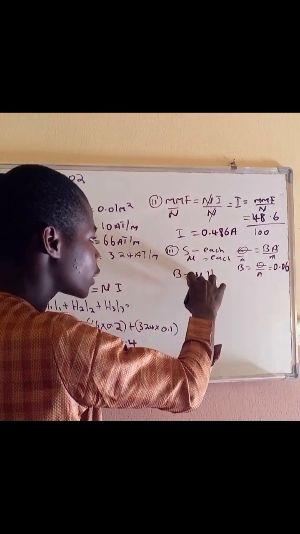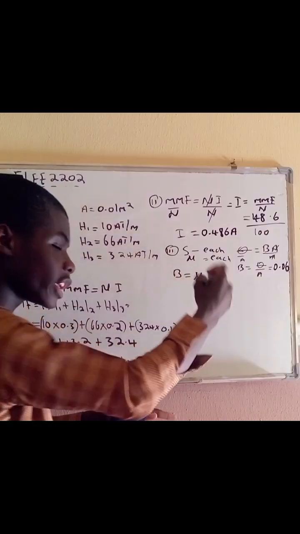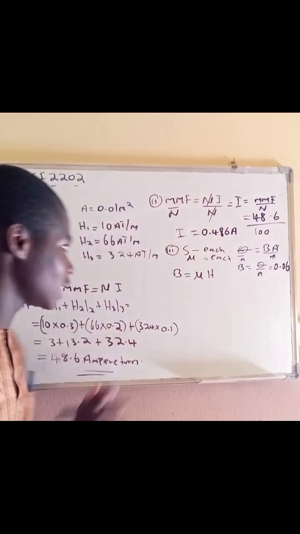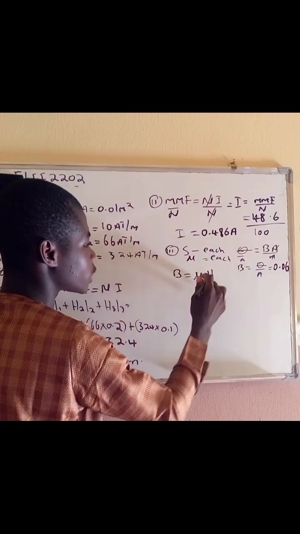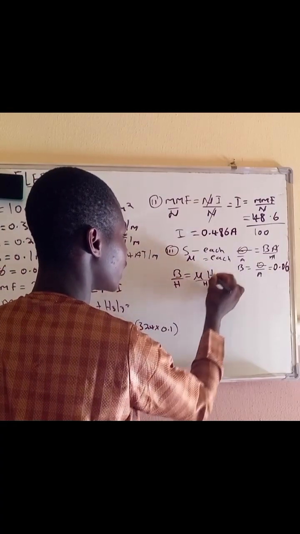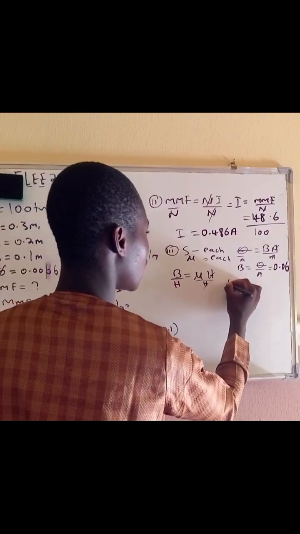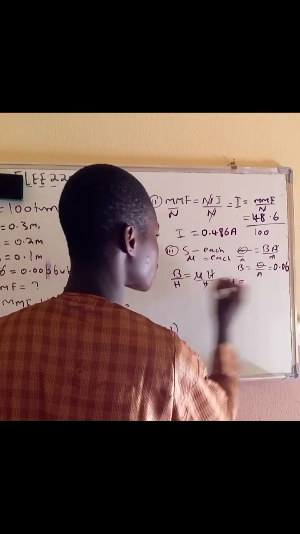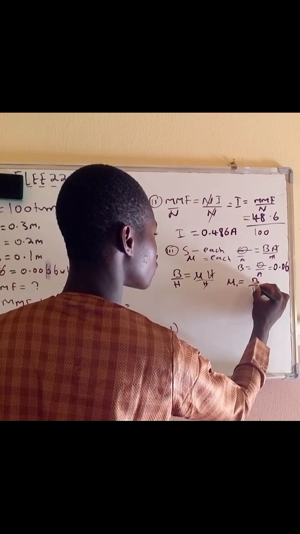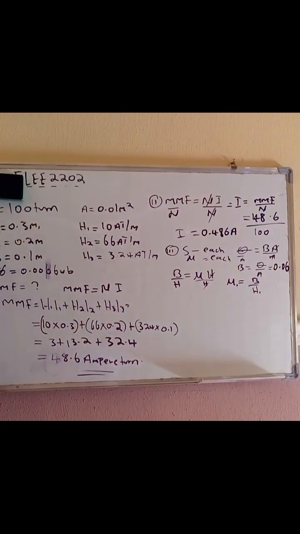But we are looking for the permeability of H1, H2, and H3. It means the permeability of each material. So we have to divide both sides by H, which will cancel H. We'll have mu 1 equals the magnetic flux density over H1.